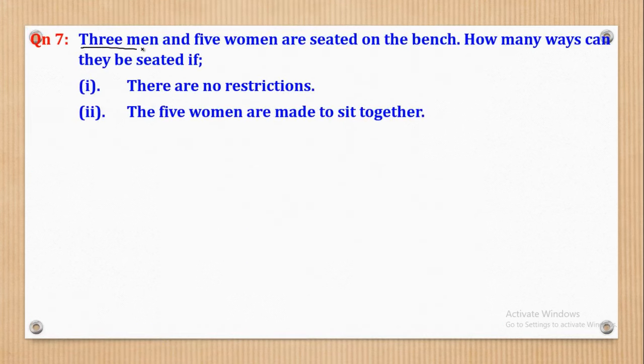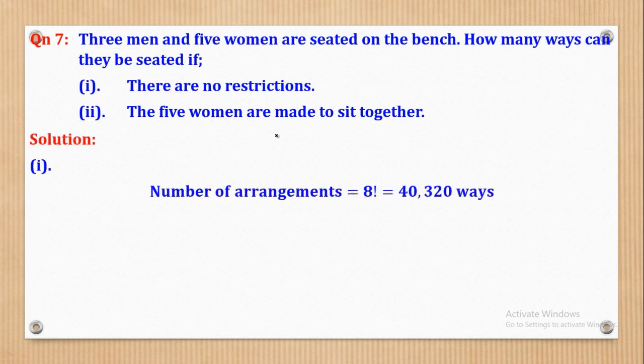Question 7 says, 3 men and 5 women are seated on a bench. In how many ways can they be seated if, Roman 1, there are no restrictions? Roman 2, the 5 women are made to sit together. So we shall start with Roman 1, where there are no restrictions. So without restrictions, we are going to just count the total. We have 3 plus 5, which is 8. Therefore, we have 8 distinct objects. That is why you see here 8 factorial. And when you use the calculator, you come up with this number of ways which they want.